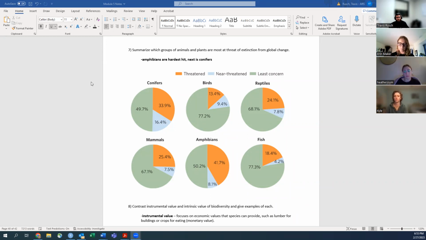Which one of these is the least concern and why? Which one do we think is the least concern? Birds. Yeah, I would agree with that too, right? First of all, it has the least amount of orange, and then it has not a lot of blue. So just, 77%, or there's a couple of them that are, the fish are also least concern at the same number, but it has more orange, so it has more threatened species of fish than birds are threatened. So I think there'll be pretty straightforward questions along those lines.